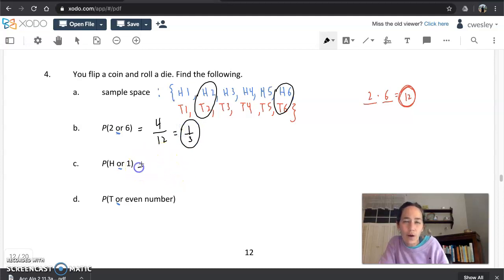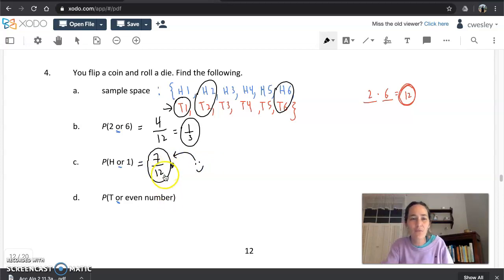Heads or 1. Okay, so heads, that's half the outcomes. That's 6 of the 12. Or a 1, this is the one we left out, the tails and 1 would also work for this. So I'm going to add those outcomes and get 7 total. All these 6 with heads and then the tails and the 1. 7 12ths actually does not reduce. And if we're writing things down, that's Miss Wesley's birthday, July 12th. I always like it when 7 12ths comes up.